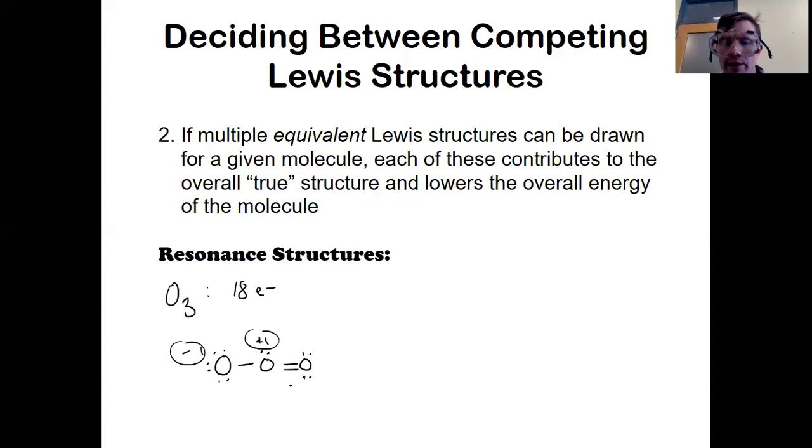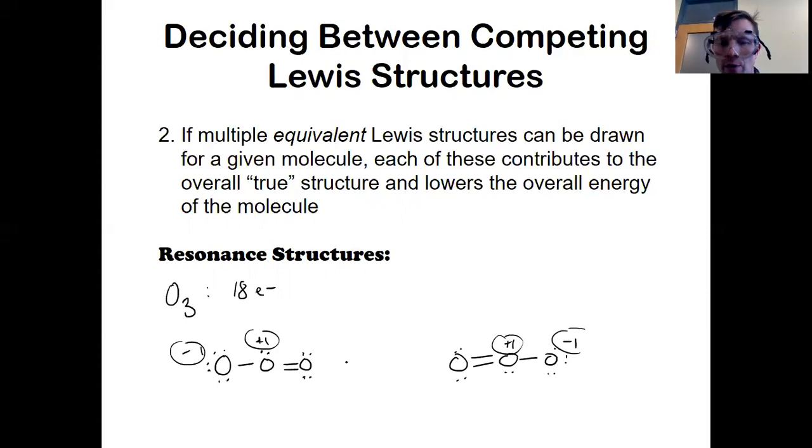But what you might notice is that I drew the double bond on the right. I could have drawn an equivalent structure with the double bond on the left. That would look like this. Again, +1, -1. These 2 structures are equivalent, right? And they're called resonance structures.